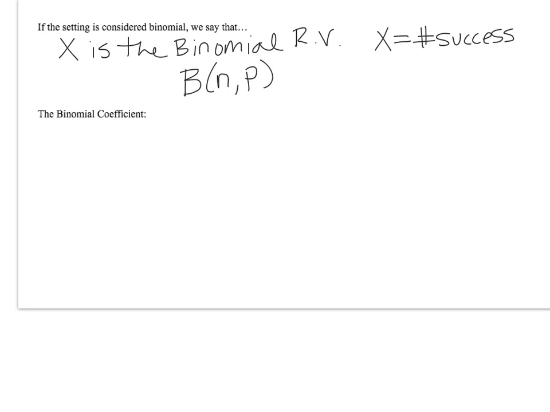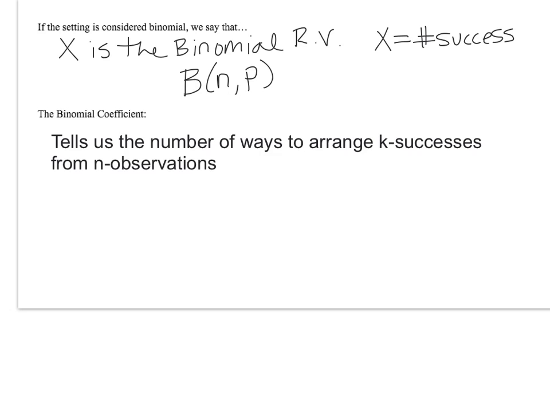With this, we have to talk about the binomial coefficient. So the binomial coefficient tells us the number of ways to arrange k successes from our n observations. So I'm going to pause and write that down. I will be right back. All right, so there it is. And as you read that, you may have a word that comes to mind that you've seen before. We are going to be talking about the binomial coefficient as determining the number of combinations that we have. So we are going to be dealing with combinations, not permutations.